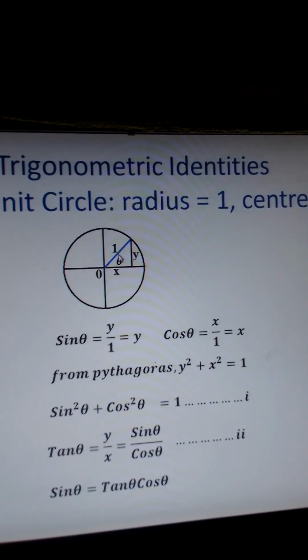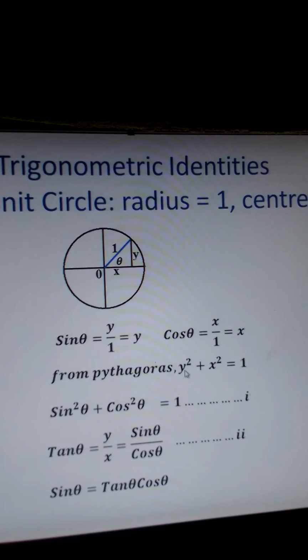Now we want to express these ratios using the unit circle. The sine of theta is equal to the opposite side divided by the hypotenuse, which is equal to y out of 1. So the sine of theta is equal to y. The cosine of theta is equal to the adjacent side divided by the hypotenuse, which is x over 1. So cos theta is equal to x.